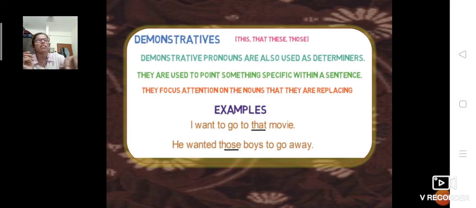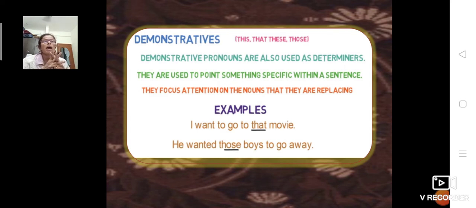So now let us see the next example, that is demonstratives. Demonstratives, I had told, are this, that, these and those. We all know that these is the plural of this, those is the plural of that. Already you have learnt in your primary classes, right children? So demonstrative pronouns are also used as determiners. They are used to point to something specific within a sentence. They focus attention on the nouns that they are replacing.